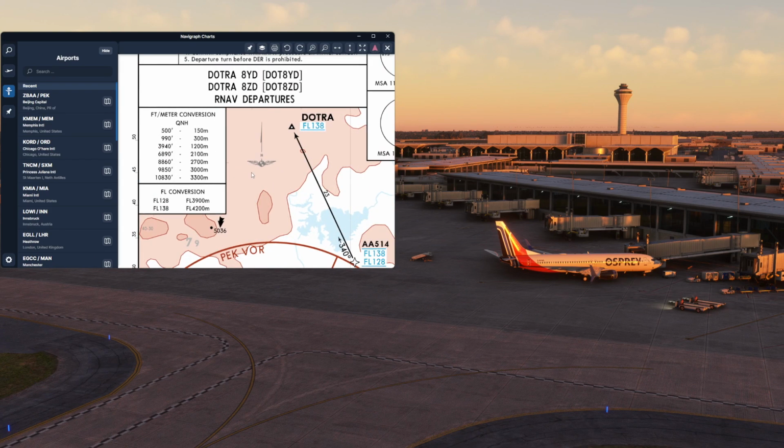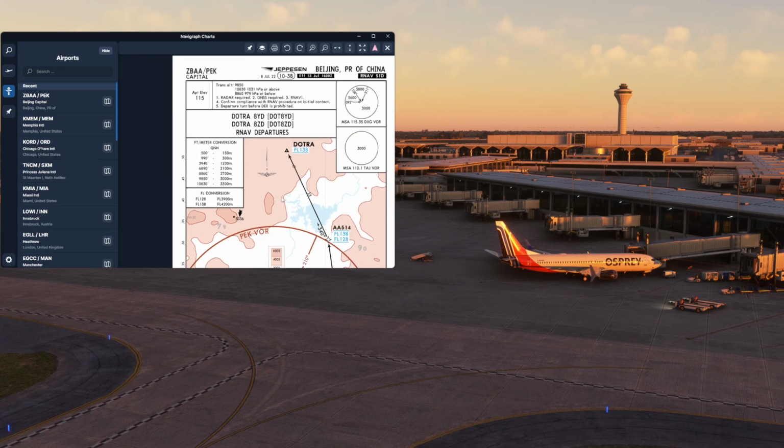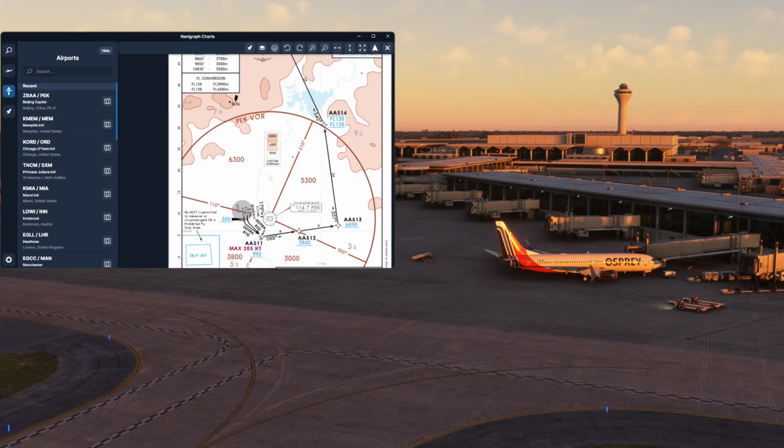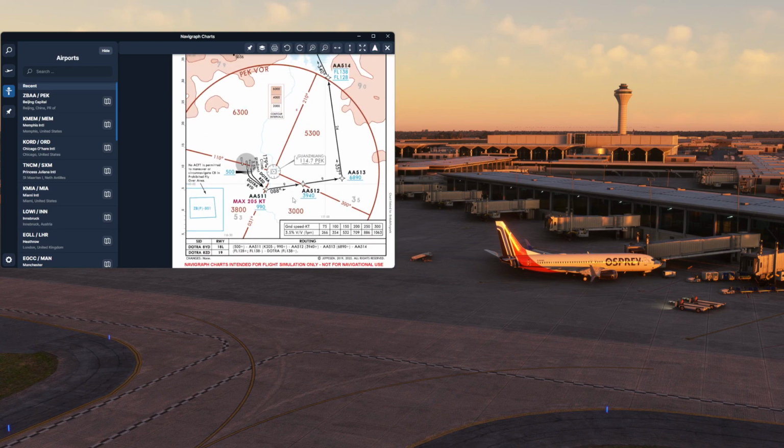you will see a lot of the time on the charts, certainly with the Jeppesen charts via Navigraph, you get flight level conversions into meters, and you get feet to meter conversion as well with QNH. So all the altitudes are in meters, and you've got to bear that in mind.